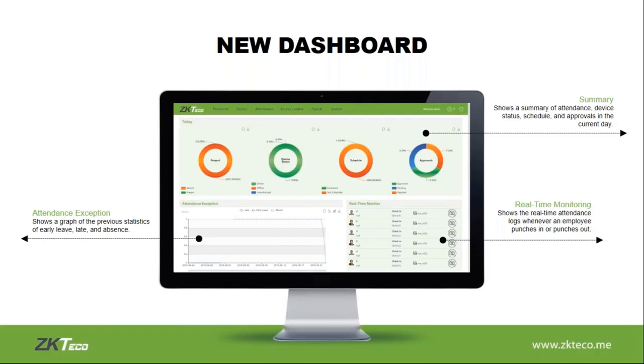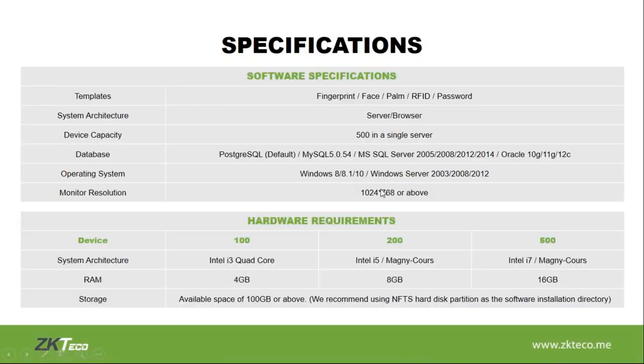These are the specifications. You can go through this, like the templates and the server architecture. There is a default database, PostgreSQL, and we have other databases. If you need to configure, it's compatible. And the OS should be Windows. Up to 500 devices we can handle in a single system. You can just go through the system. Okay, so hope you go through this.